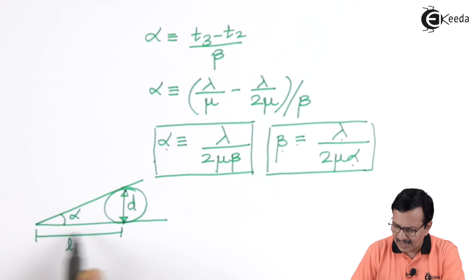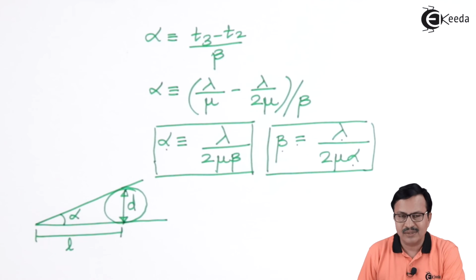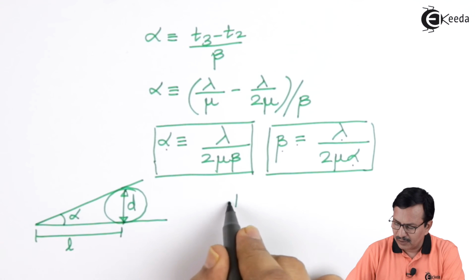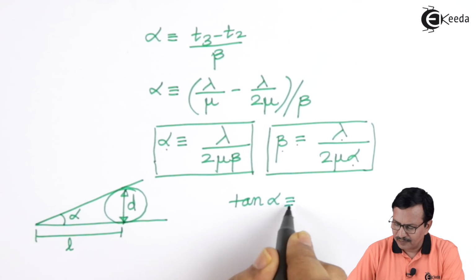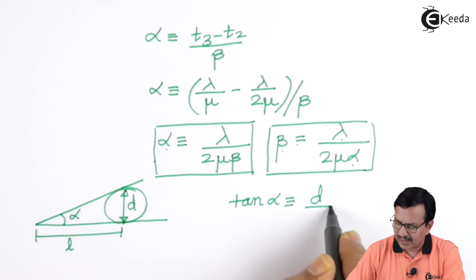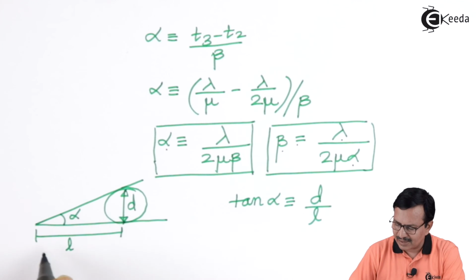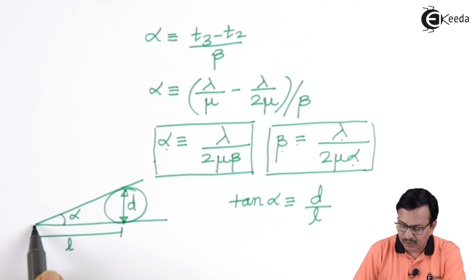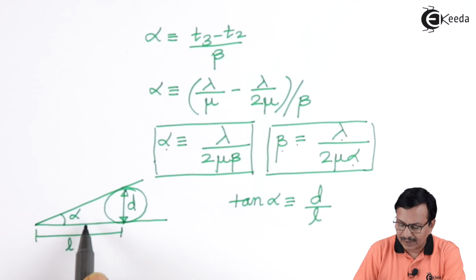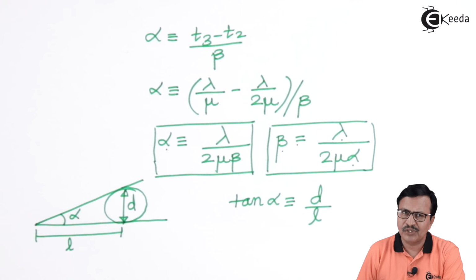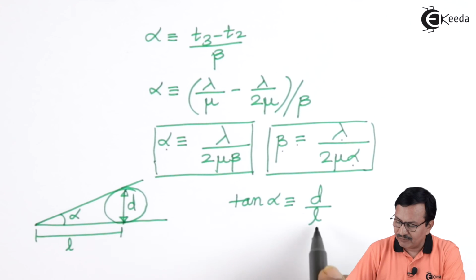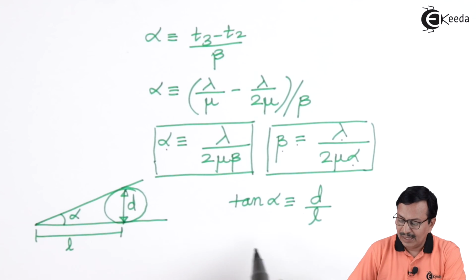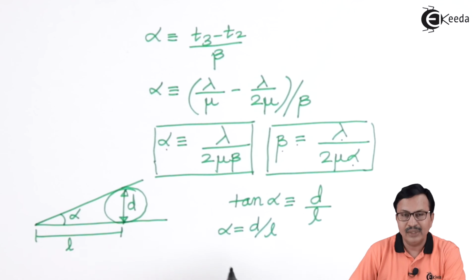This is the distance L at which the wire is placed, and therefore your tan of alpha is going to be equal to the opposite side D upon the adjacent side, that is length L. L is nothing but the distance at which the wire is kept from the edge, or from the point of contact of the two glass plates of the wedge-shaped film. So tan alpha is equal to D upon L. Therefore, approximately alpha is going to be equal to D upon L. I'll put it approximately over here.